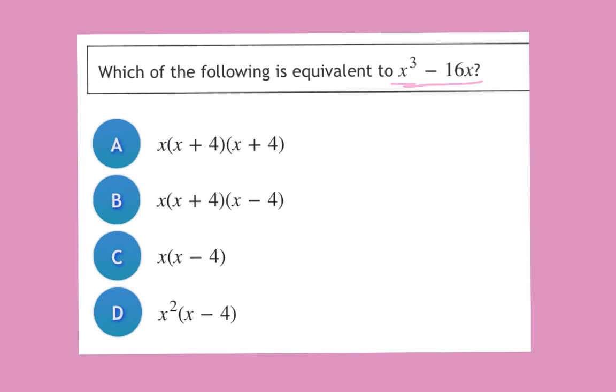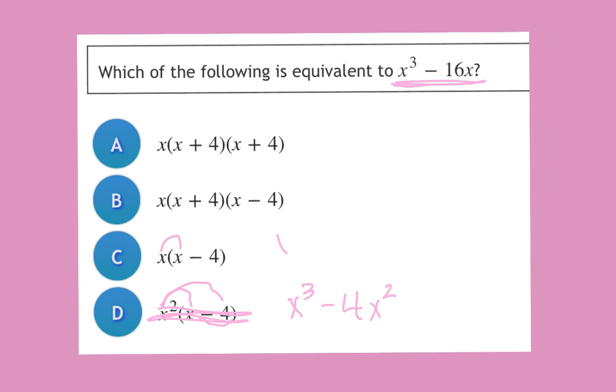I'm going to start with D first. X to the second power times x will give you x to the third power. X to the second power times a negative 4. That's a positive times a negative. It's going to give you a negative 4x squared. That is not the answer we're looking for, so we can mark that out.